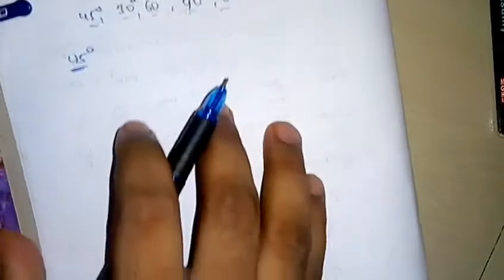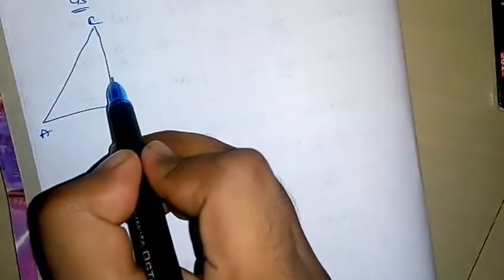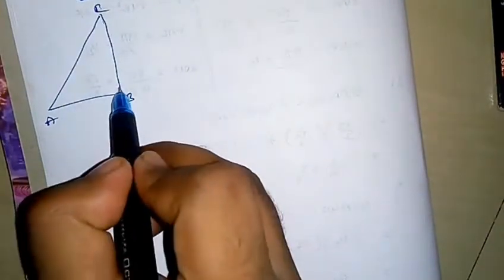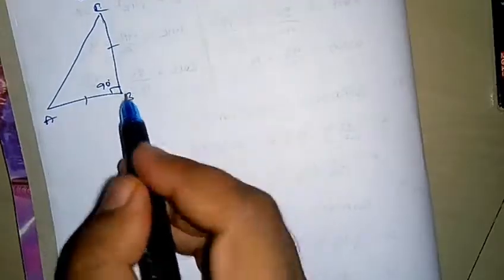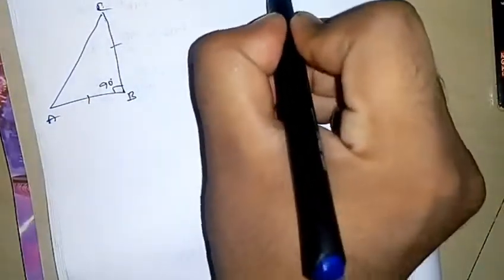For this, consider an isosceles right angle triangle ABC, with angle B equal to 90 degrees. Now BC is equal to AB. Let's assume AB is equal to BC is equal to A. That is, AB and BC are both A.